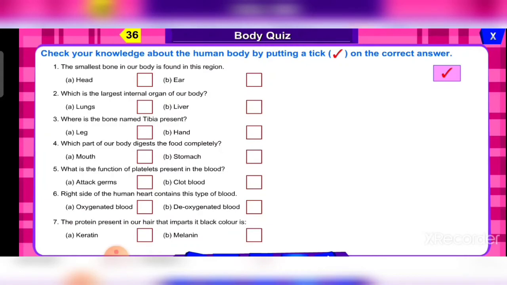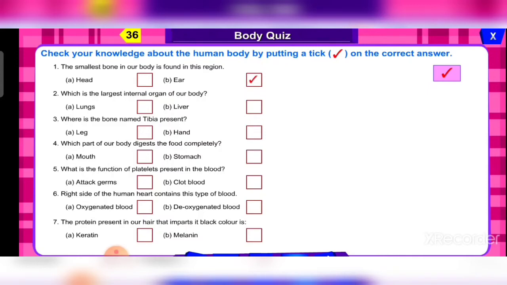Now our next chapter is chapter number 36, that is body quiz. Check your knowledge about the human body by putting a right tick on the correct answer. So number 1, the smallest bone in our body is found in this region. So kids, where is the smallest bone in our body? Yes, it is in the ear.